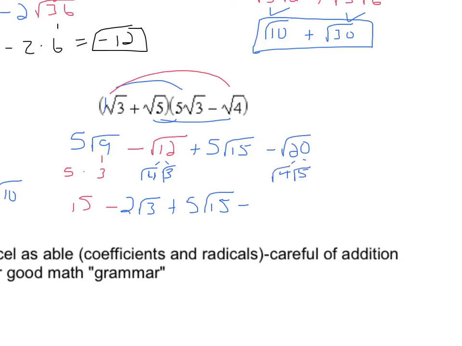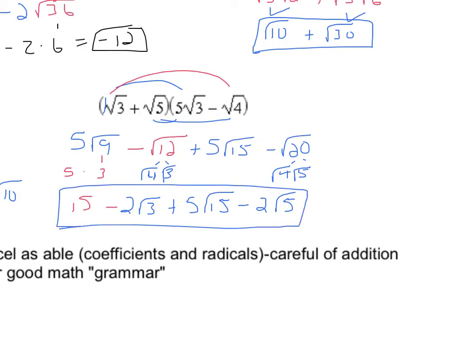Put them in their own roots. So root 4 is 2. Notice the negative is still there. Root 5. Now if you look at this, we have no other like terms. There's no roots that are the same. So this is as simplified as it gets. And this ends section 2, video 5.